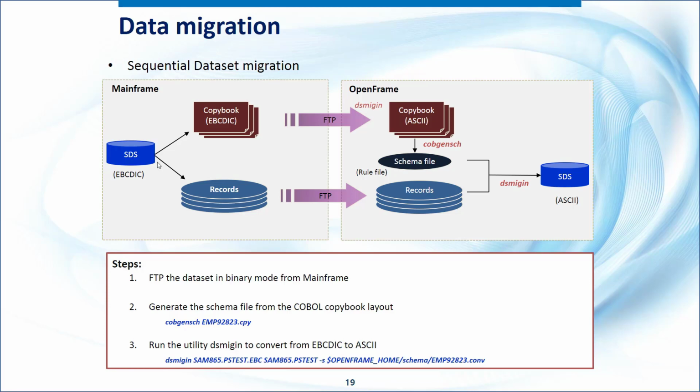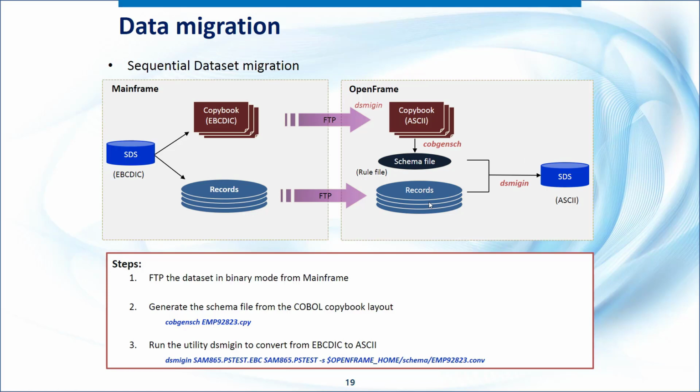Sequential dataset migration. On the left-hand side, you can see the mainframe which runs on the EBCDIC character set, and on the right-hand side, you can see the OpenFrame which runs on the ASCII character set. And as part of the data migration, we're going to convert this EBCDIC data into ASCII. So for this process, we need two inputs from mainframe. One is the file itself transmitted in the binary mode from mainframe to the OpenFrame. And the second one is COBOL copybook layout to interpret the file.